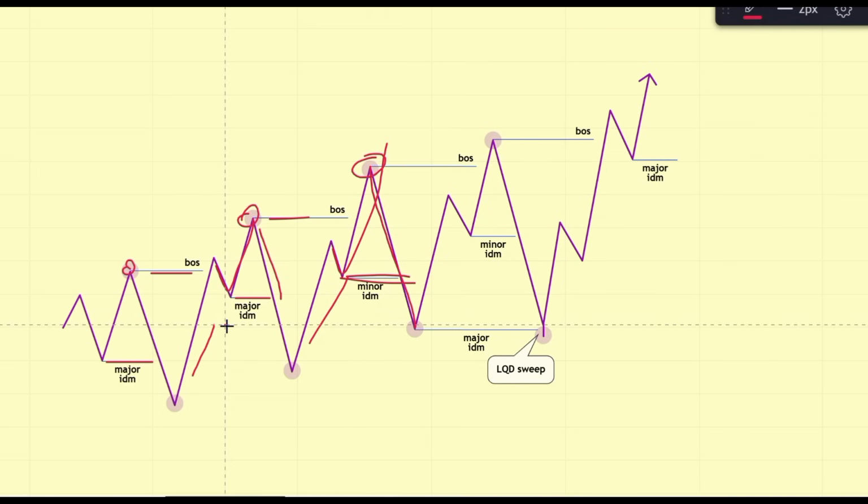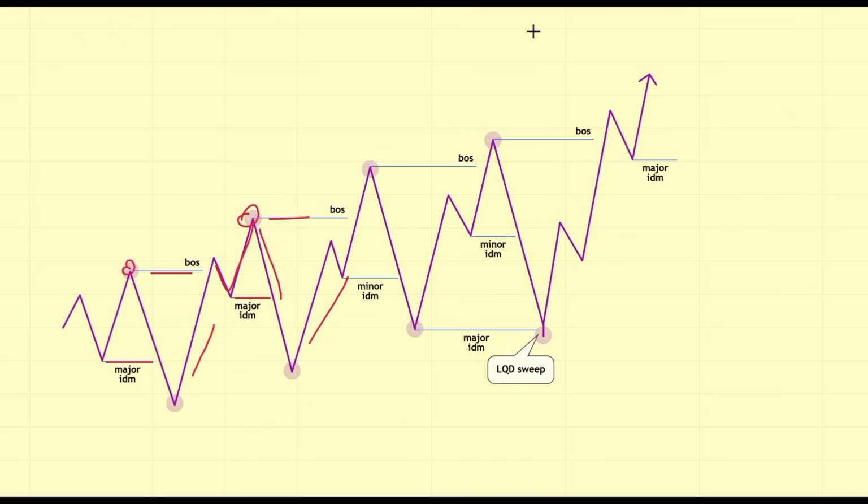I said both the major inducement and the minor inducement confirm a valid break of structure. So that's the reason why right here you can clearly see after the major inducement is taken out, I confirmed this one here to be a swing point. And right here also after the minor inducement is taken out, I confirmed this one here to be a valid swing point. So price took it out, and you can see here price reversed. This one here was a valid break of structure.